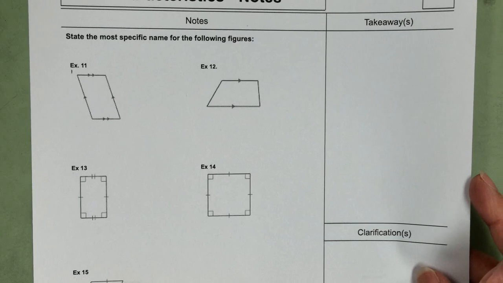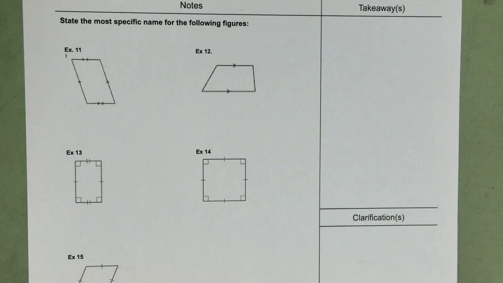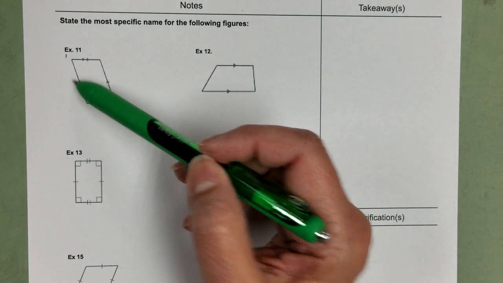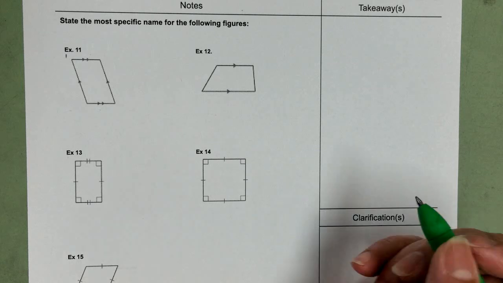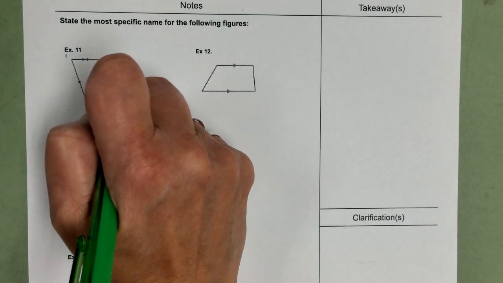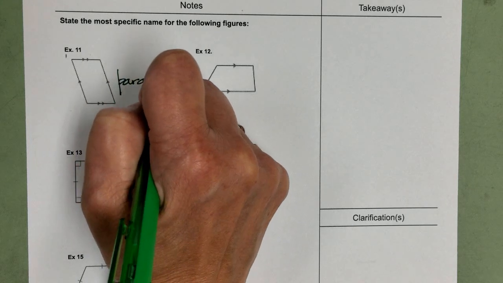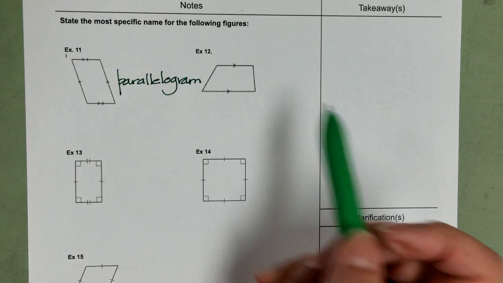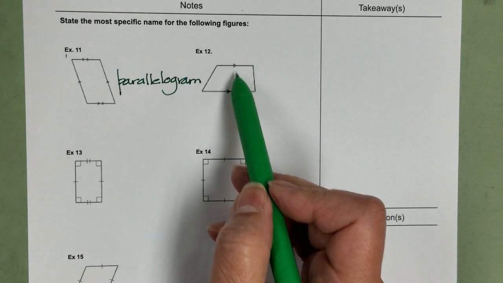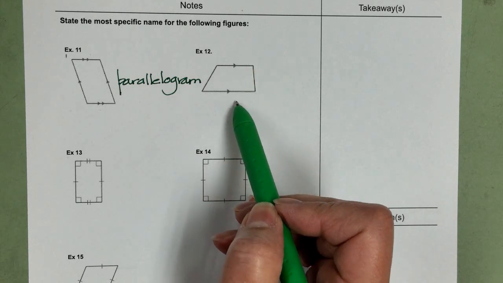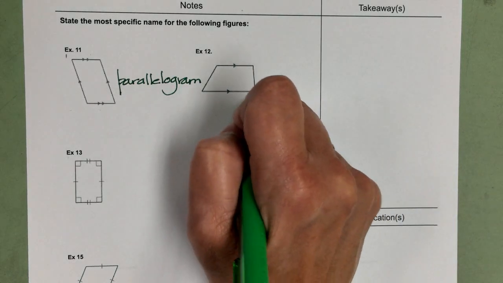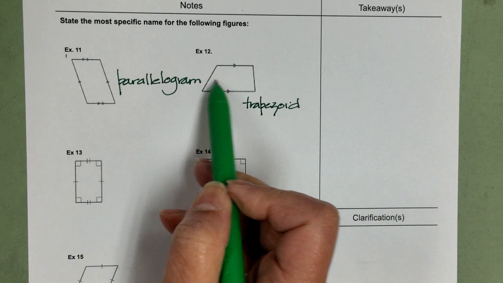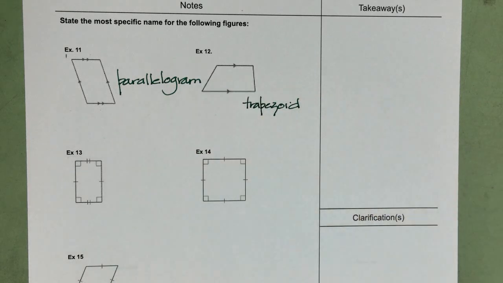Now, the last thing we're going to look at is naming quadrilaterals based on their characteristics. If I look at 11, I have two pairs of parallel opposite sides. That's all I have. So the most specific I can name this is a parallelogram. Here I have a quadrilateral with one set of parallel opposite sides. So this is a trapezoid. I don't have any information about the legs, so I cannot say it's isosceles.